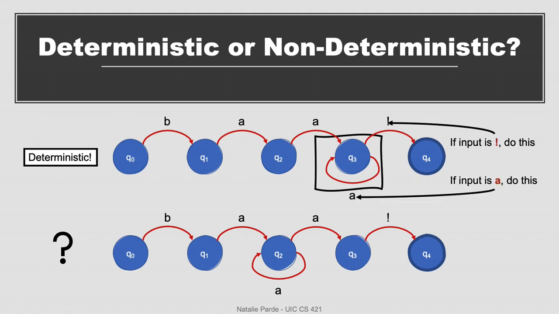It turns out that it's deterministic because even though Q3 has multiple transitions leading out of it, both transitions are attached to different members of the alphabet. So if the next item in the sequence is an exclamation mark, one path will be taken, whereas if the next item in the sequence is an A, a different path will be taken. So what about the bottom model?